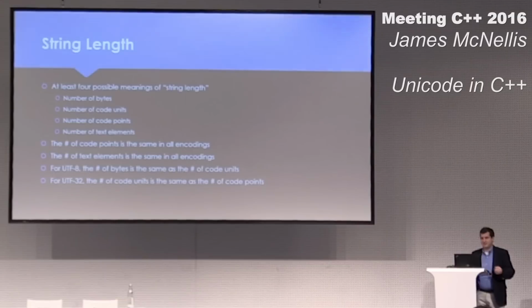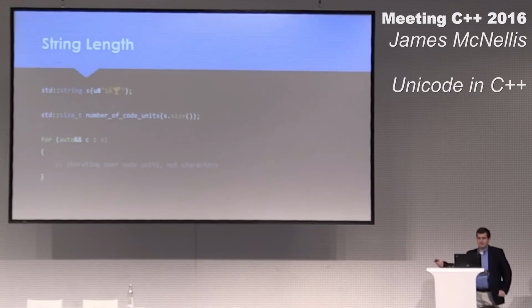So there's at least 4 possible meanings of this term string length. It might mean the number of bytes, the number of code units, the number of code points, or the number of text elements. The number of code points is the same in all of the encodings. The number of text elements is the same in all of the encodings. For UTF-8, the number of bytes is the same as the number of code units, and for UTF-32, the number of code units is the same as the number of code points.